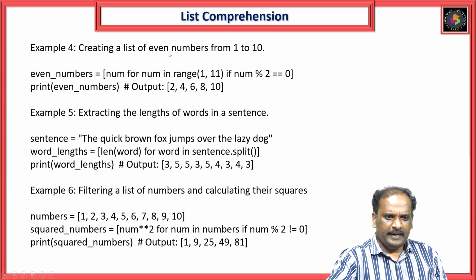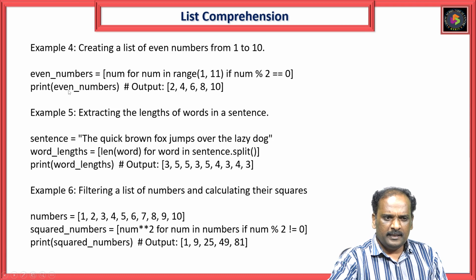Next example is creating a list of even numbers from 1 to 10. So here even numbers equal to number, you add this number. How do we get the number? For number in the range 1 to 11. Now we are applying the condition num modulus 2 equal to 0. So earlier we have taken the list 1, 2, 3, 4, 5. Here we are taking the values from the range 1 to 11.